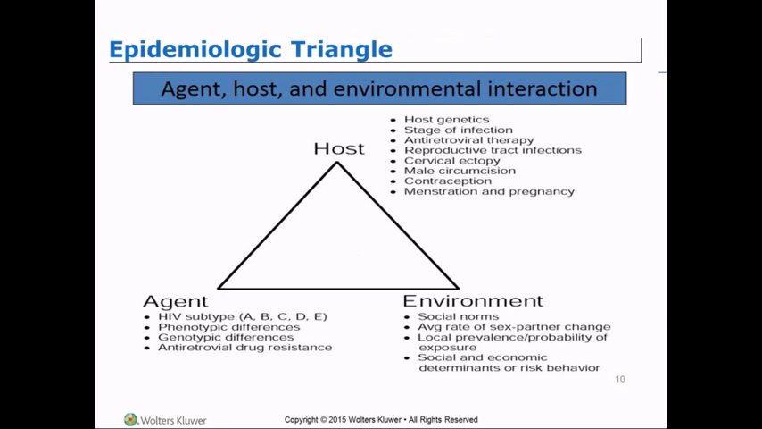The final corner of the triangle is the environment. Various factors play an important role in this interrelationship. Social norms relating to this disease are very strong. The stigma associated with disease may impact the host. The social and economic determinants of health or risk behaviors also have a large impact on the host. Is the individual able to work and therefore have a steady income and health insurance so he or she can afford the antiretroviral therapy?